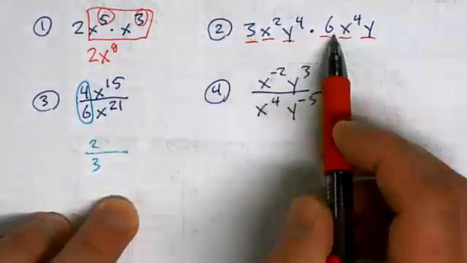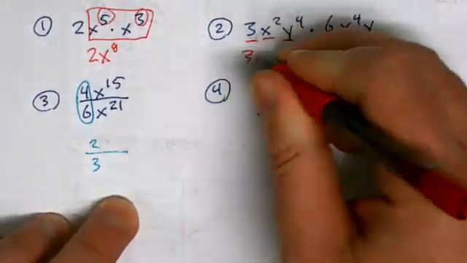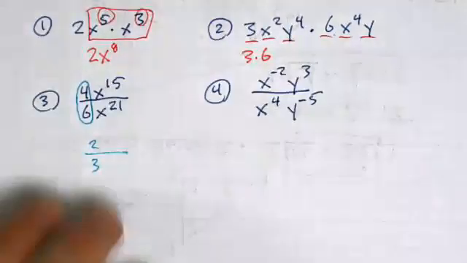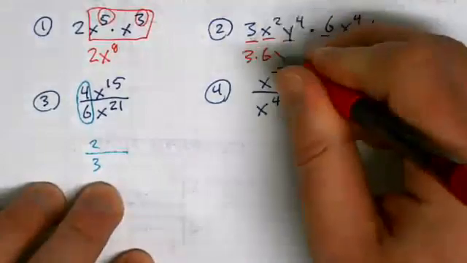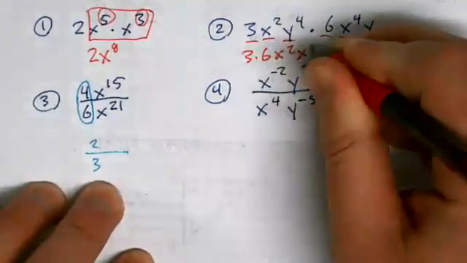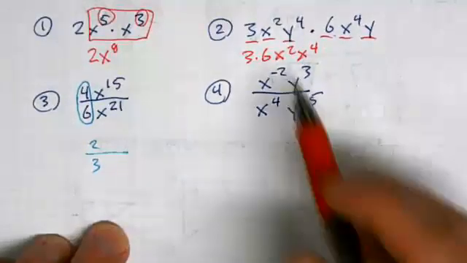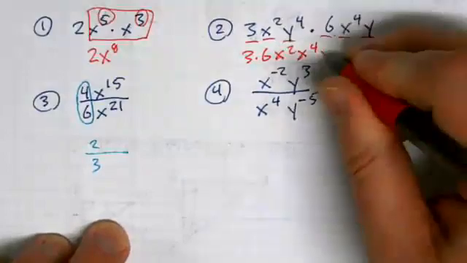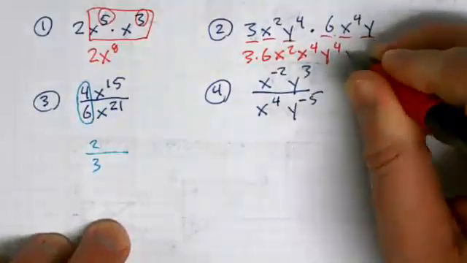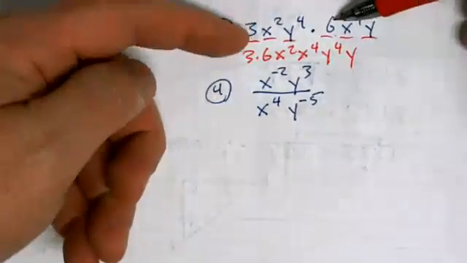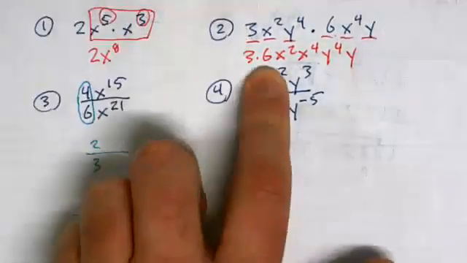Like this 3 and this 6 are not variables. I'm going to put those together. 3 times 6. I'll put that at the beginning. And then I've got a couple of things with x's. I've got x to the 2nd here, and I've got x to the 4th here. I'm going to stick those together also. And then I got a couple things with y's here. I got y to the 4th, and then just a plain old y, and I'm going to put those together. So all I've done in that first step is just rearrange things. So my x's are together, my y's are together, and any coefficients that I have, those are the numbers out in front, those are together as well.